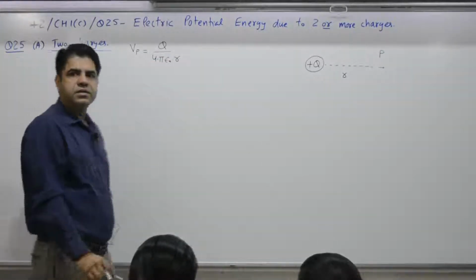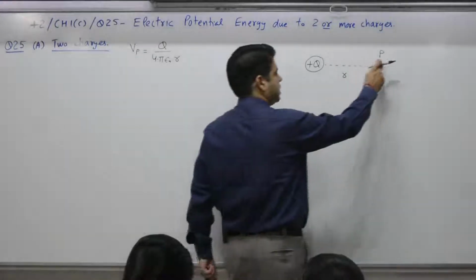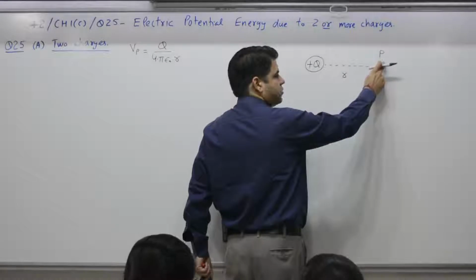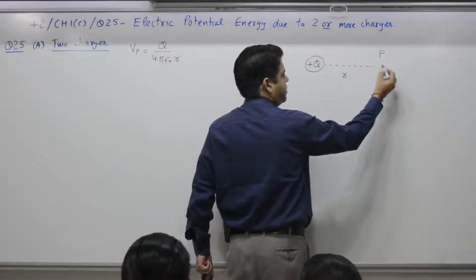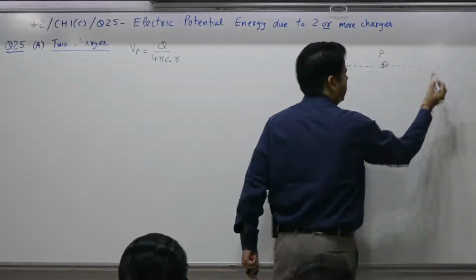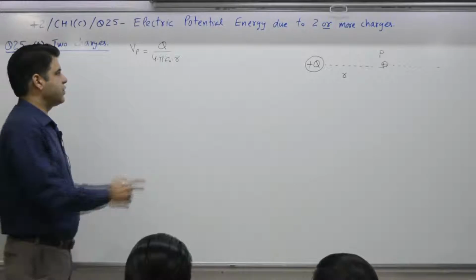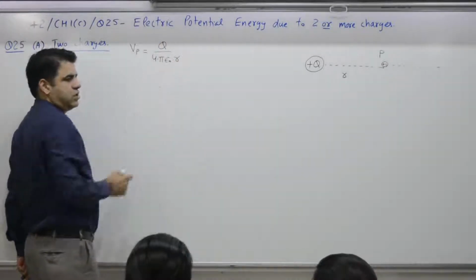What does it mean? If you place 1 coulomb charge here, plus 1, it will repel. This charge will move from this point to infinity. How much work will it do for you? Q by 4 pi epsilon naught r.